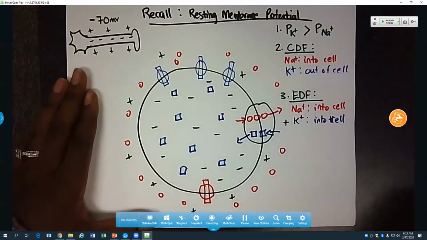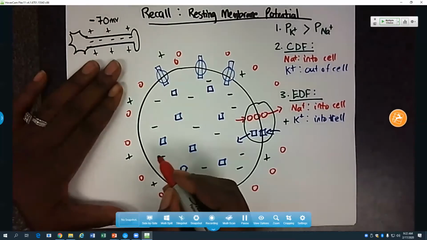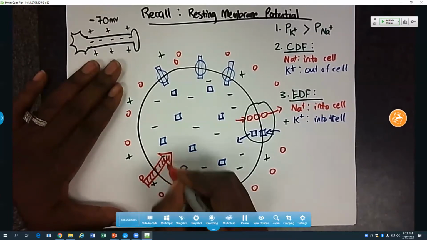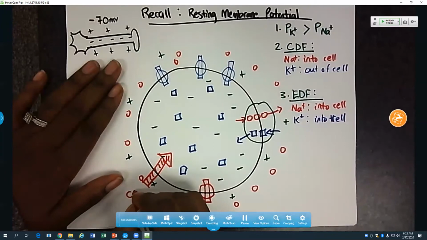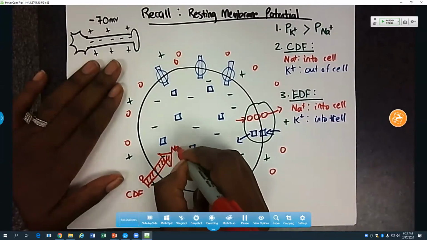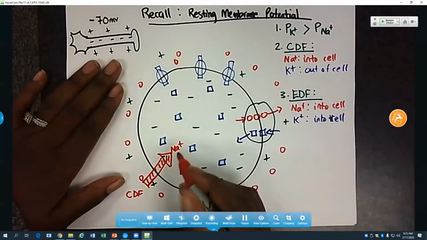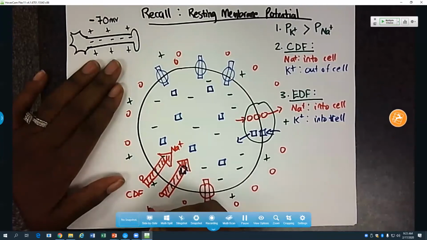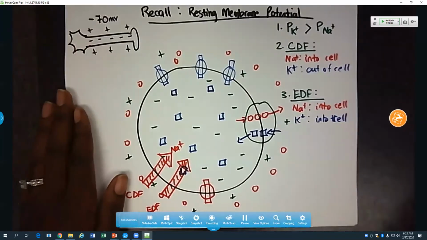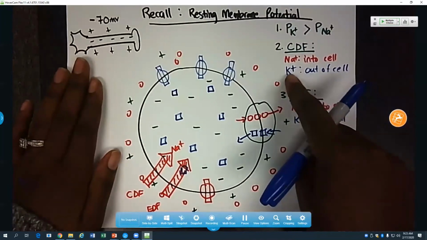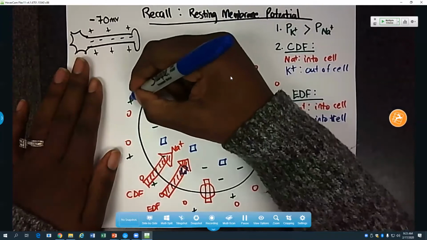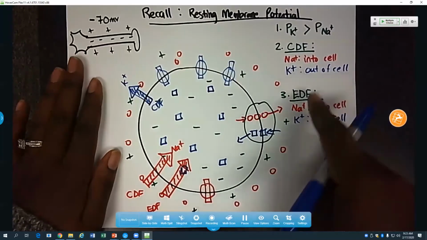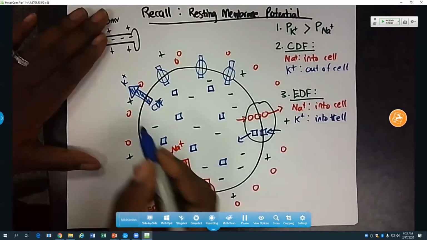Okay, so let's illustrate that on here. Okay, we have sodium. Its CDF is into the cell, so sodium. And we also have its EDF also into the cell. Okay, and then for potassium, we said potassium had a CDF out of the cell. Potassium, but it had an EDF, which is in the opposite direction, moving into the cell.